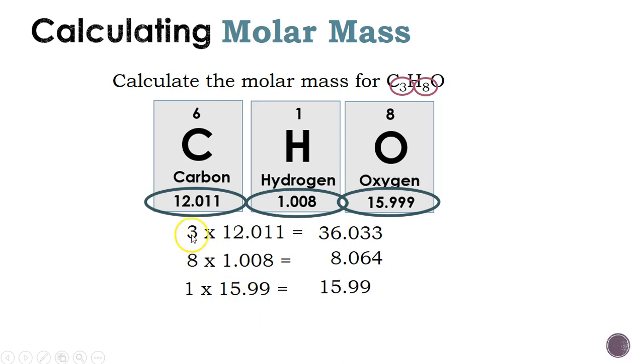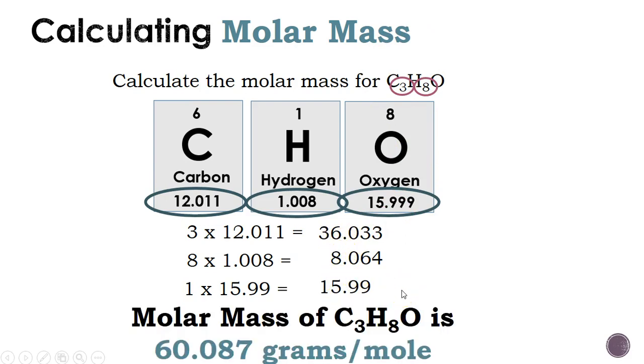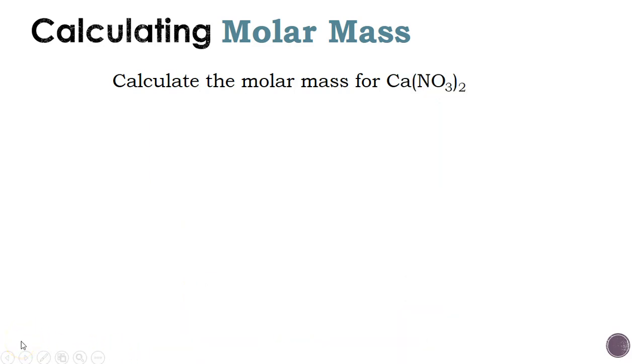Then we're going to multiply everything across and get our answers. In order to figure out our final molar mass of this entire compound, all we need to do now is just add up all these numbers. When you do that, you're going to get a molar mass of this molecule, C3H8O, as 60.087 grams per every 1 mole. So grams per mole is the unit for molar mass. Let's take a look at another example.